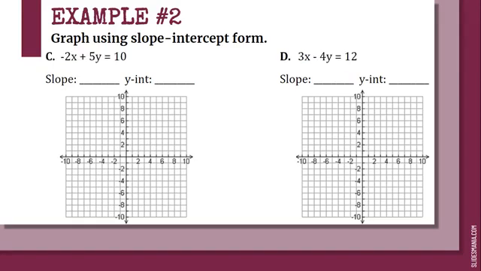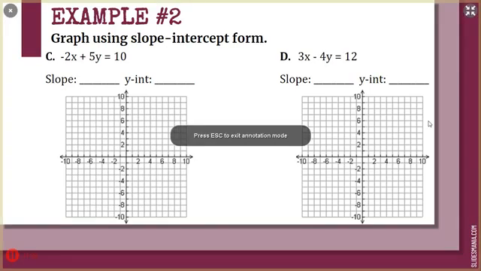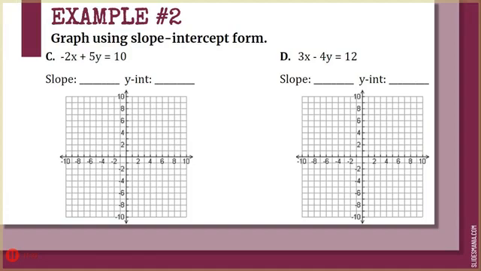For our next two equations, they are not solved for y. They are not in slope-intercept form. So unfortunately, in order to graph these by slope-intercept form, we are going to have to solve each equation for y. So I'm going to take my negative 2x plus 5y, and I have to get y by itself.